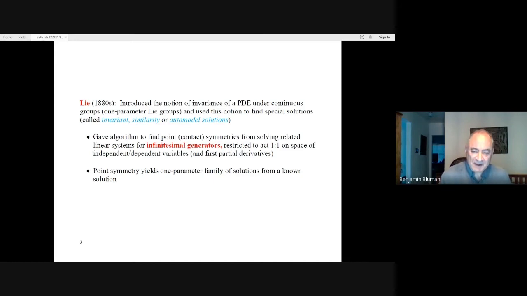And Lie gave an algorithm to find the point, or more generally, the contact symmetries from solving related linear systems for infinitesimal generators, which are restricted to act one-to-one on the space of independent and dependent variables and their first partial derivatives. Point symmetry yields a one-parameter family of solutions from a known solution, although Lie never gave a formula for finding such a solution. I'll present you a formula for that.